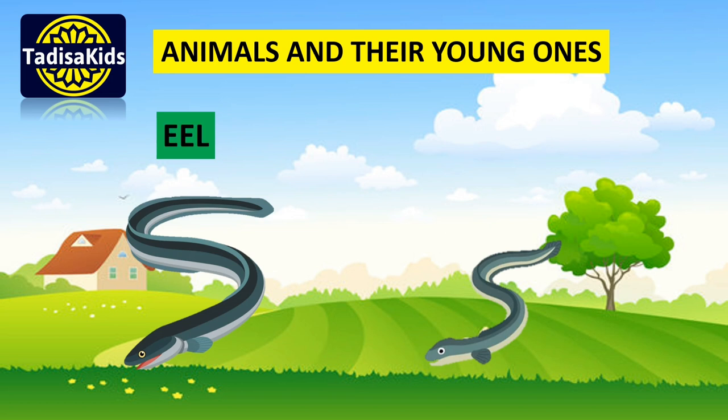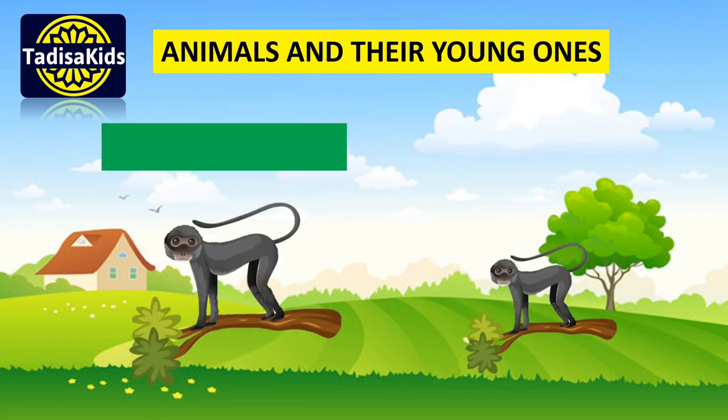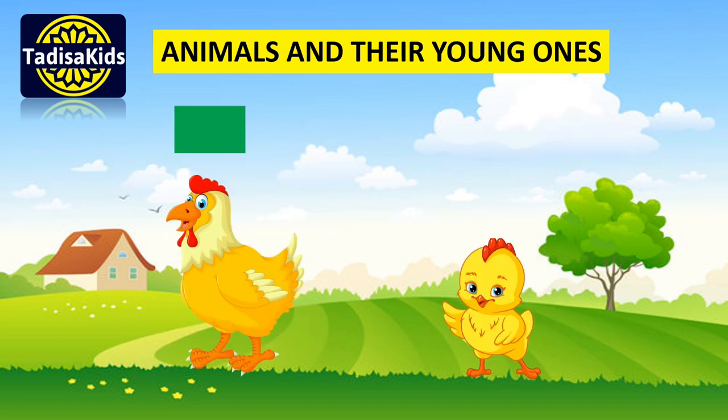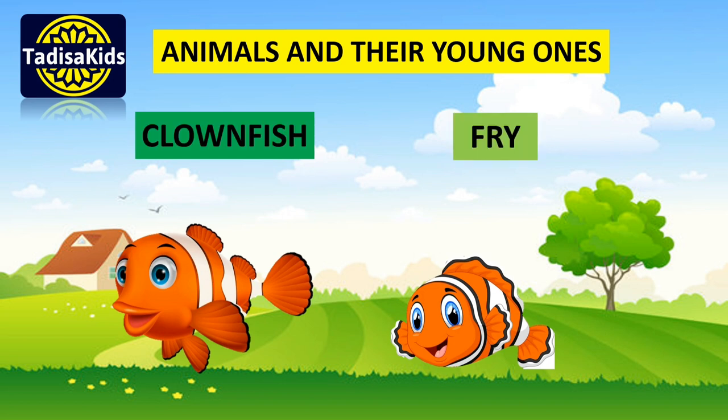Eel. Eel baby is an elver. Bat. Bat baby is pup. Spider monkey. Spider monkey baby is infant. Hen. Hen baby is chick. Clownfish. Clownfish baby is fry.